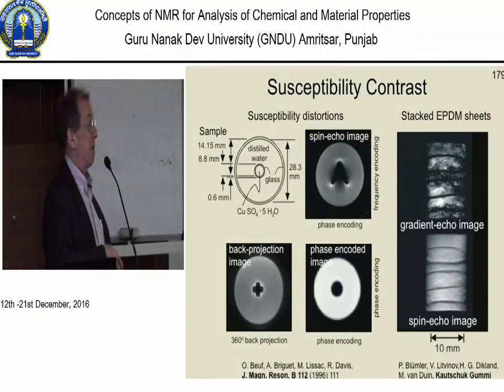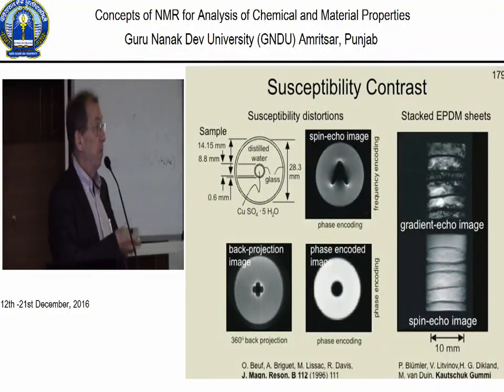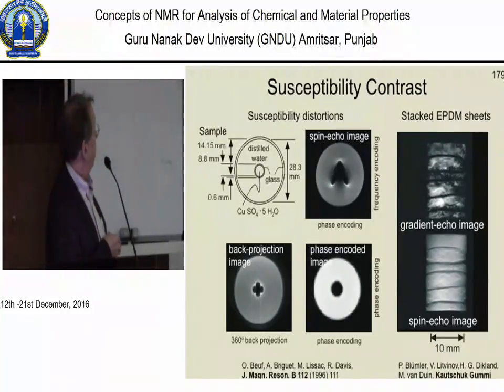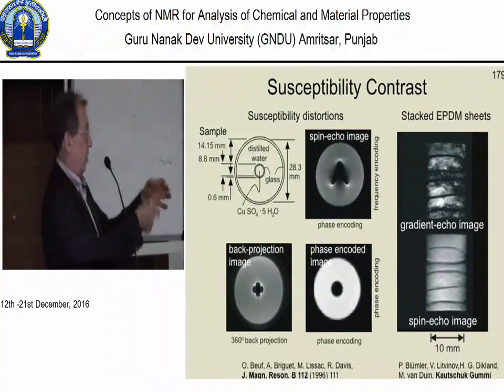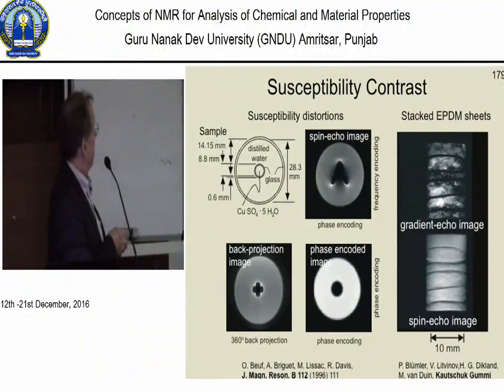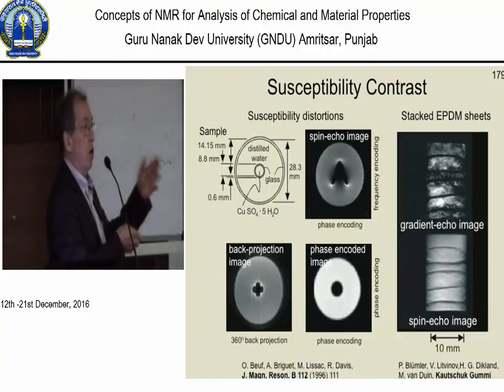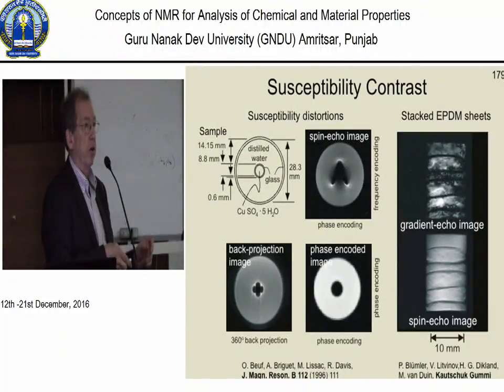Let's think about artifacts. We talked about susceptibility differences, and this is a very simple phantom. It's 2 glass valves, circular, one inside the other. That is filled with distilled water, and this is filled with water with some copper sulfate. So 2 water containers separated by a glass cylinder.